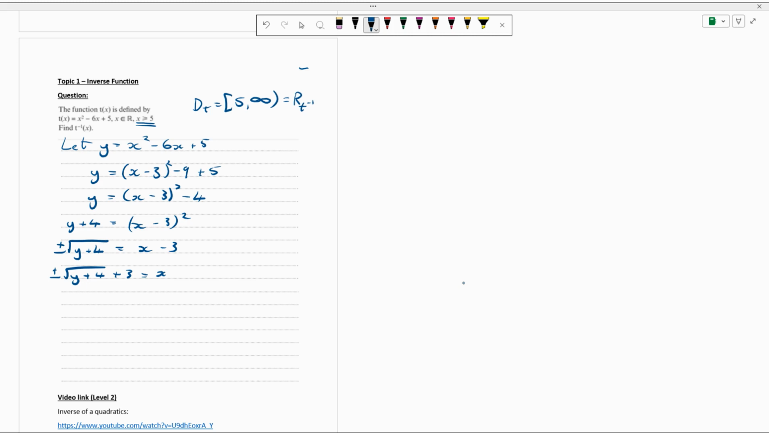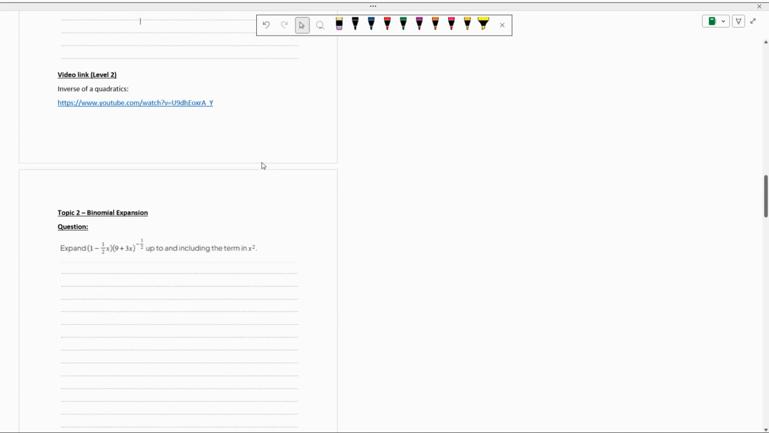So when I write my inverse, t to the minus 1 of x, first of all, I'm going to replace them all with x's. So I've got root of x plus 4, and I want the positive version of it, plus 3. So that should be my answer here. Now, sometimes you want the positive version, sometimes you want the negative. Look at what the range is for your inverse function, and that's what's going to tell you whether you want it to be positive or negative. Do you want big numbers to come out, or do you want negative numbers to come out?